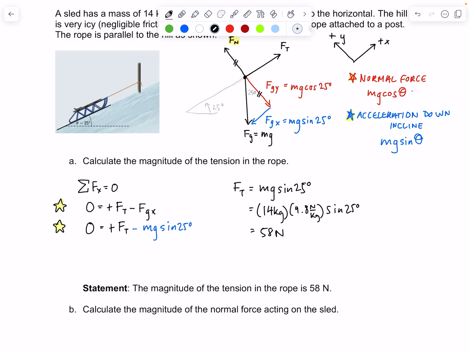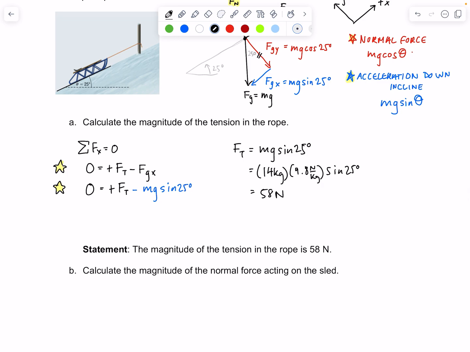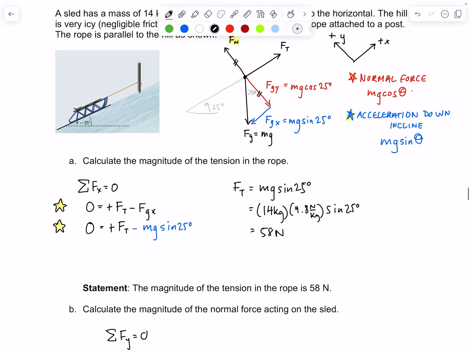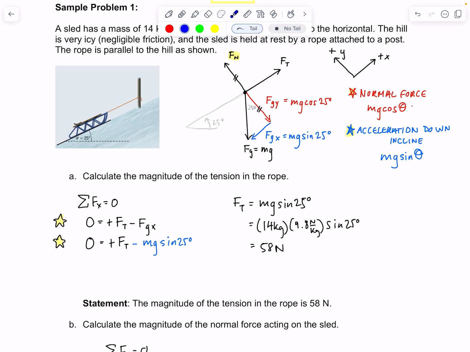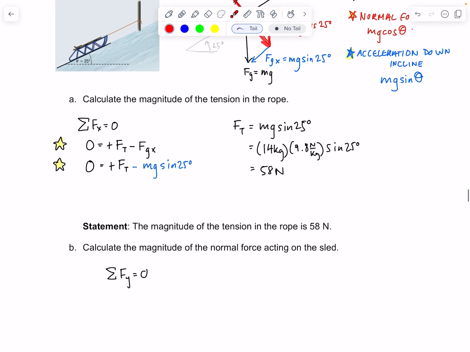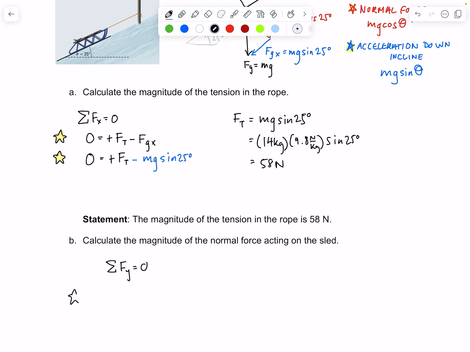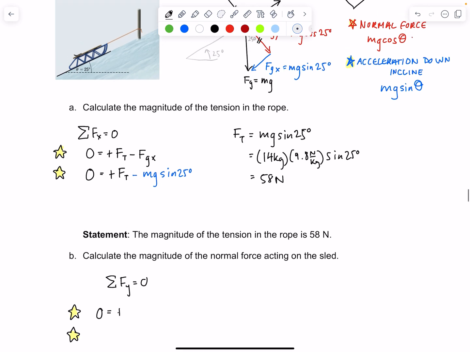In part B, we want to calculate the magnitude of the normal force acting on the sled. We know that the sum of the forces in the y direction is also 0. In the y direction, we have two forces. We have the normal force acting up and the y component of the force of gravity acting down. We'll use a two-step method, listing all the forces acting on the object using plus or minus to indicate direction. We have plus normal force minus force of gravity in the y direction.